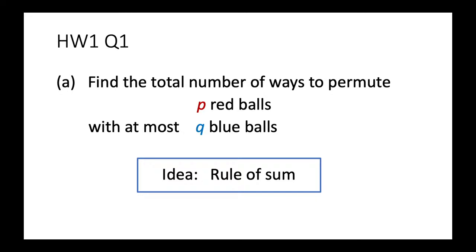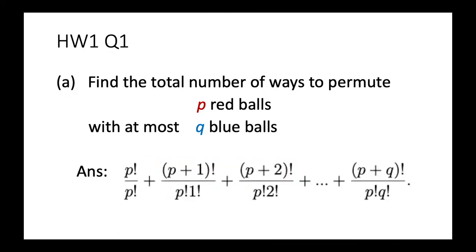In this problem, we have the solution for you in the question, but in order to get a solution, you need to have an explanation. So how do you explain? One idea is we can separate the total number of ways into different cases and then use the rule of thumb to compute each case and add them up. So this is the answer that we obtain.